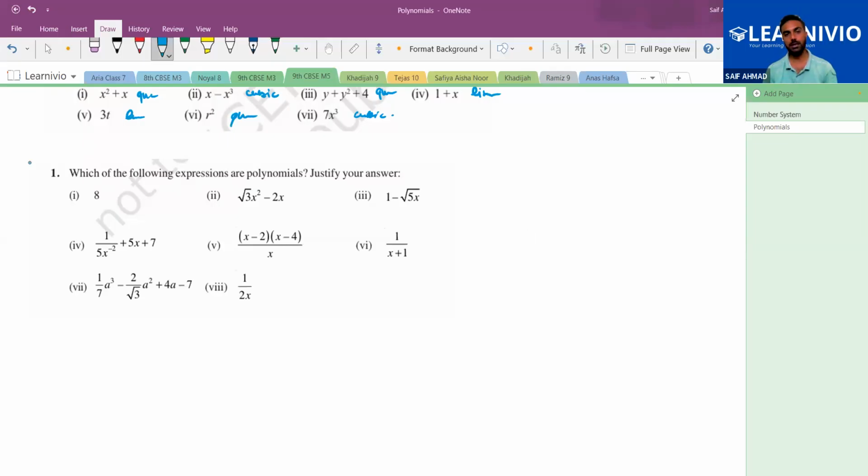Tell me, Lokia, is the first one a polynomial? Yes, sir. Second one, Suleiman? No, sir. Actually, this is a polynomial, because there is no square root on the variable here. The square root is only on the constant, root 3.